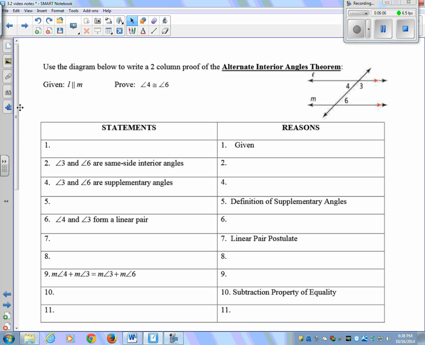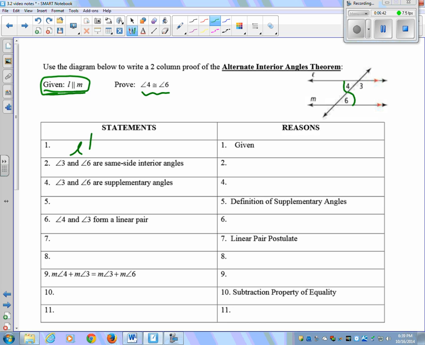Here we go. Alternate interior angles theorem. Given lines are parallel. So if we know the lines are parallel, we're going to prove that the alternate interior angles, 4 and 6, are congruent. Notice if lines were not parallel, you can clearly see that these two angles would not be congruent, right? These relationships only work when the lines are parallel. So we have to know first that the lines are parallel, and then we can, in this case, prove alternate interior angles are congruent.